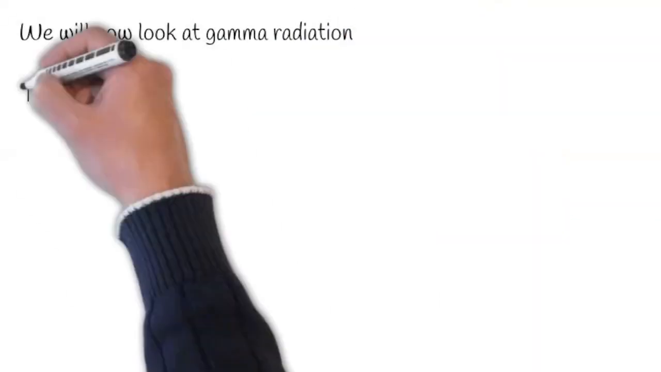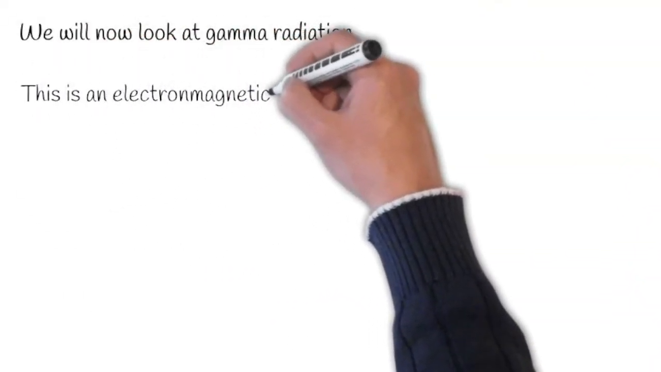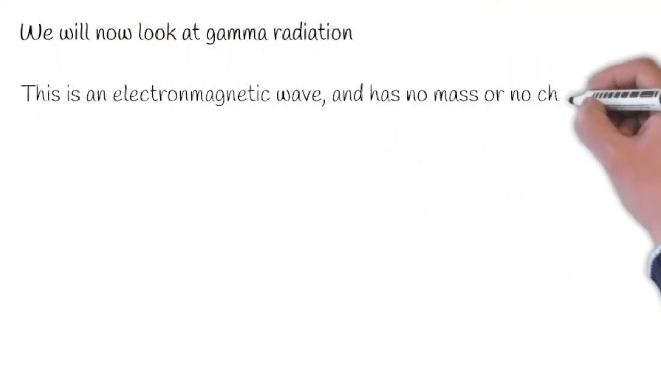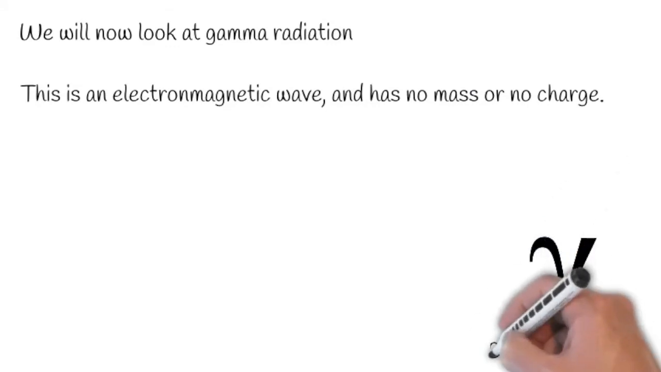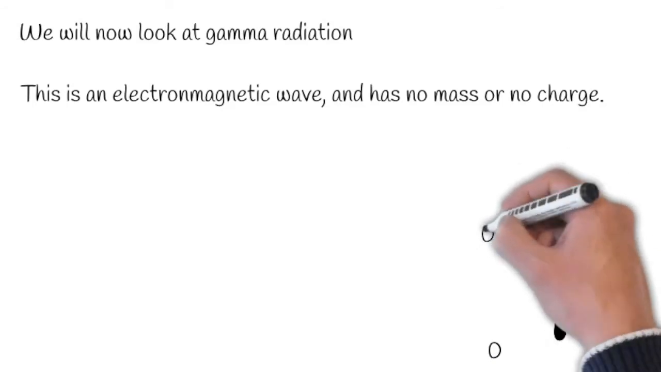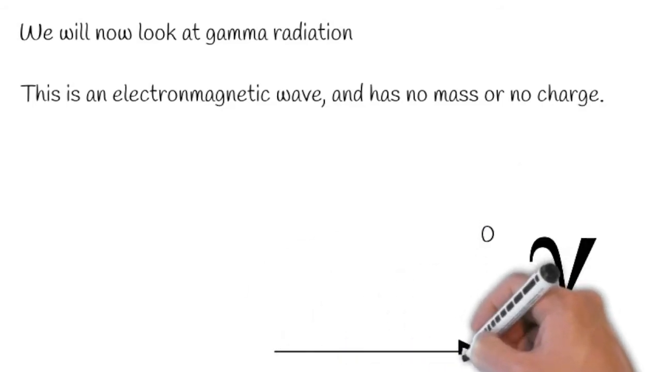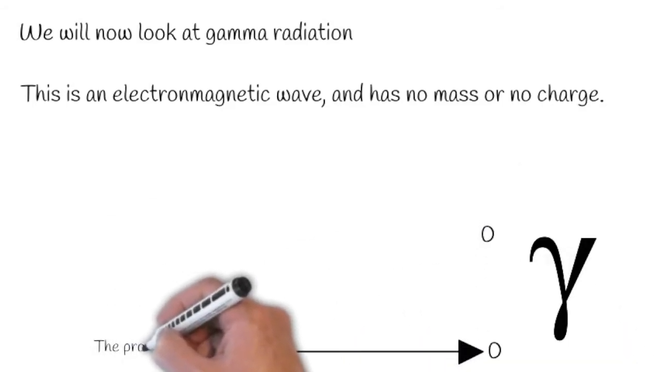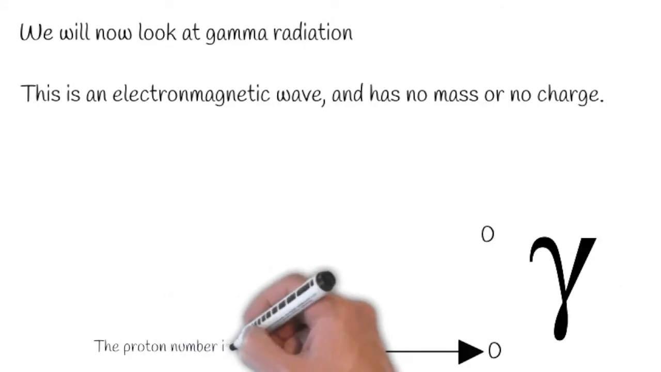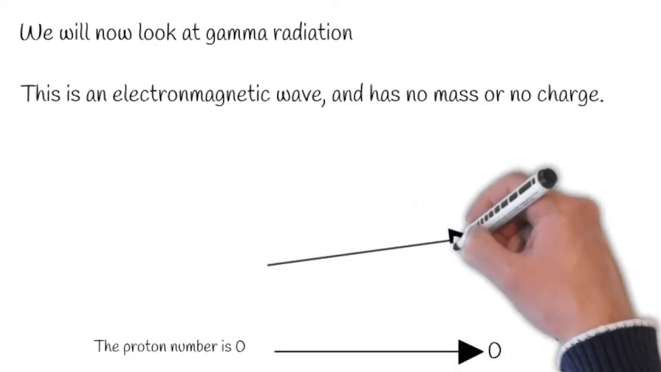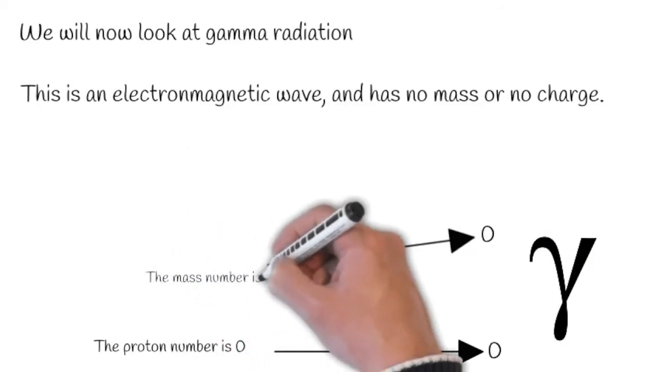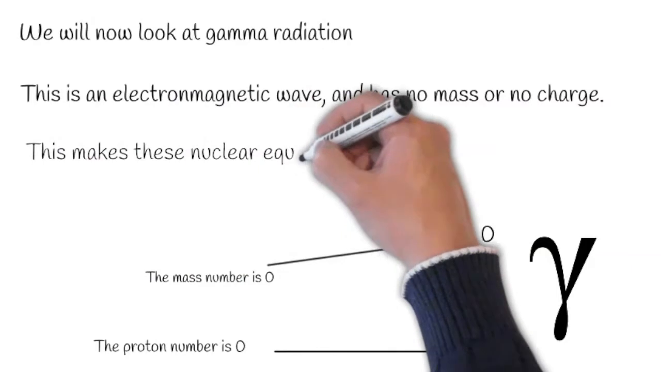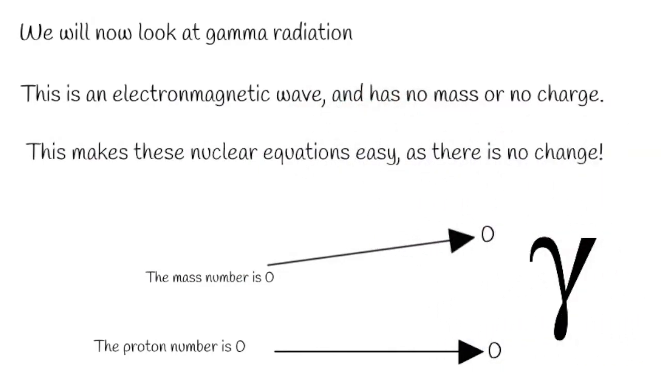We will now look at gamma radiation. Gamma radiation is an electromagnetic wave and has no mass and no charge. Here is the symbol for gamma radiation. Here, remember, is the proton number, so 0 protons because it's a wave. And here is the mass number, 0 mass because it's a wave. This makes these nuclear equations very easy as there is no change.